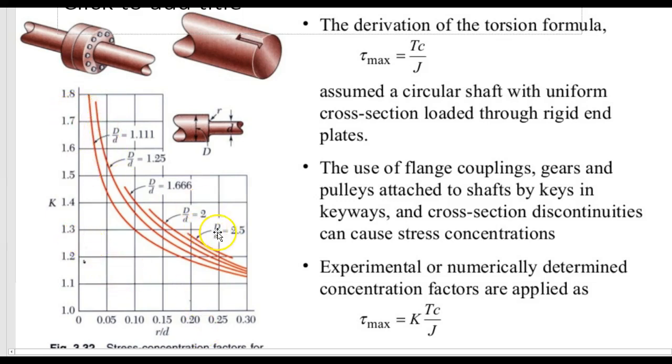So you can see that as we get a smaller and smaller r over d, the stress concentration goes up significantly. So the radius of the fillet is a big deal in terms of that stress concentration factor. So when you find that, you just plug it into this formula, find tau max, and that's the tau that you design for. All right, so that's the end of chapter 3.